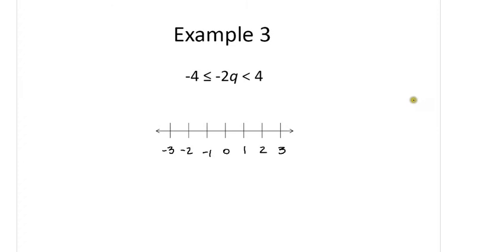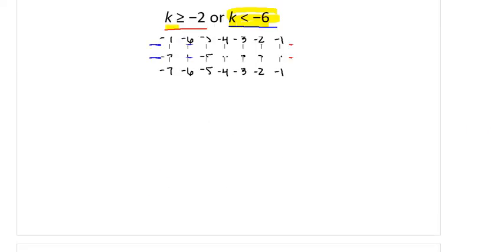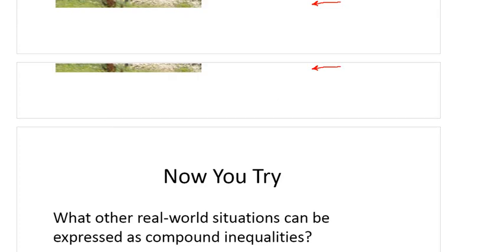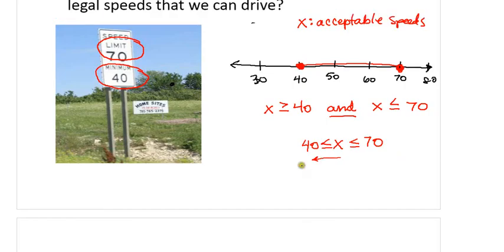But here I've got -4 is less than or equal to -2q, which is less than 4. I don't really like the way that this is written, because if we go back to example 1, that is the way that we wrote our and inequality. That's how we wrote this right here. So what I'm going to do is take what I have and split it into an and inequality for example 3.